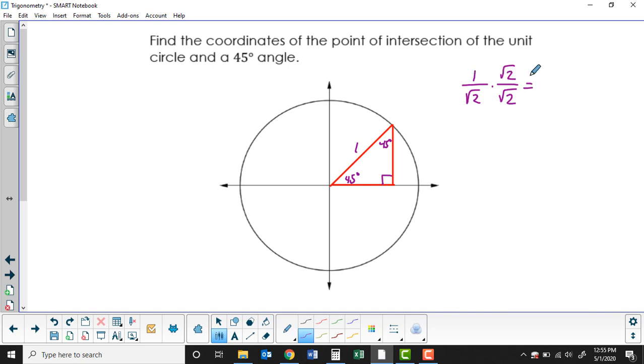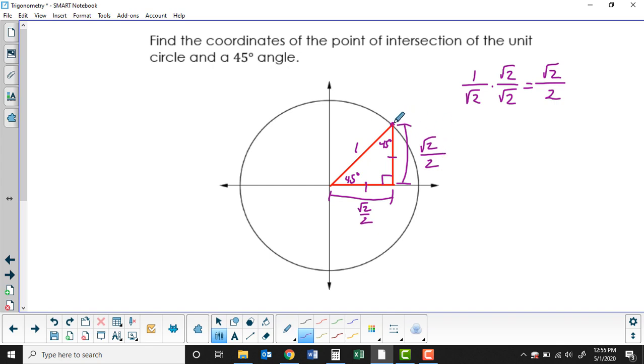We're making the denominator a rational number. So 1 times the square root of 2 is the square root of 2. And the square root of 2 times the square root of 2 is the square root of 4, and the square root of 4 is 2. So this is the square root of 2 over 2. That's how far it is from here all the way over to here. And how far is it from here up to here? Remember, two angles with the same measure means two sides the same length. So this is the square root of 2 over 2.